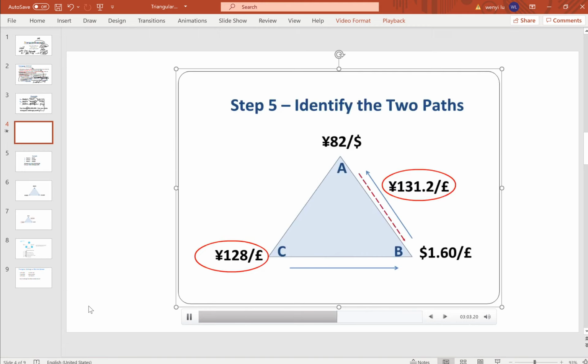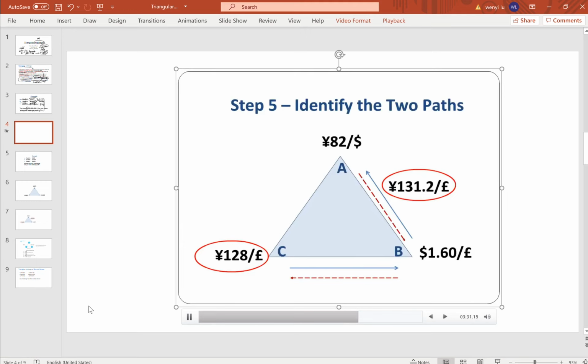Another alternative would be to start with Bank A, do the transaction with Bank B, and finally with Bank C, as shown by the red dashed line. We can do calculations both ways and see which one of the two paths is profitable, or we can analyze the two alternatives and rule out the unprofitable alternative.